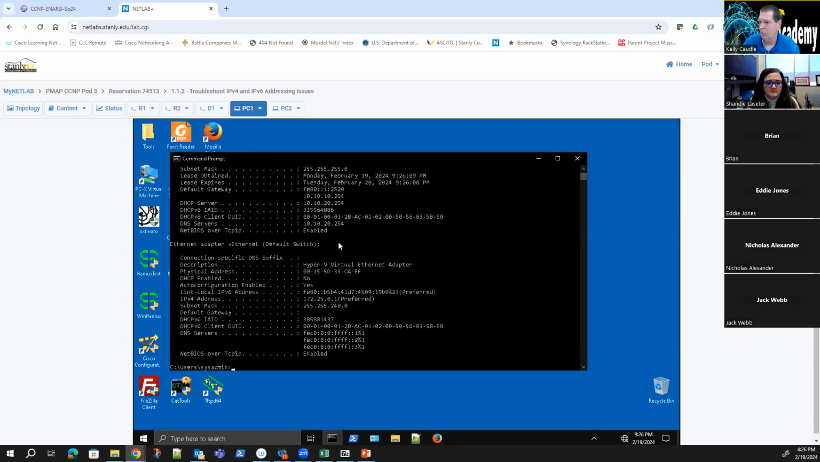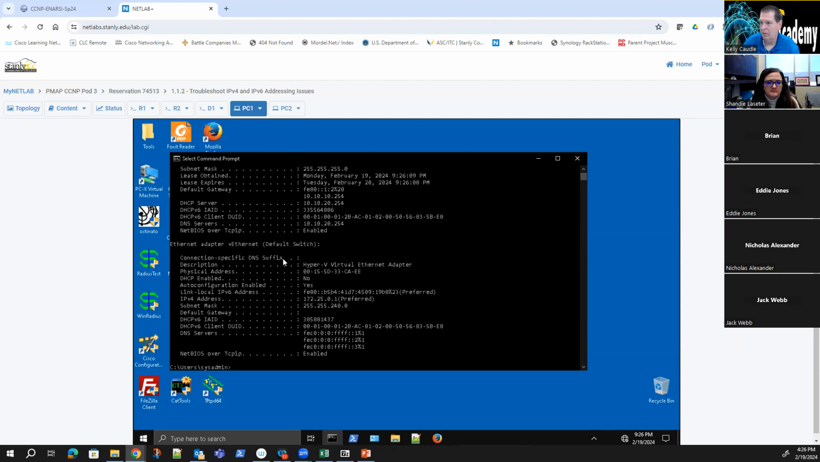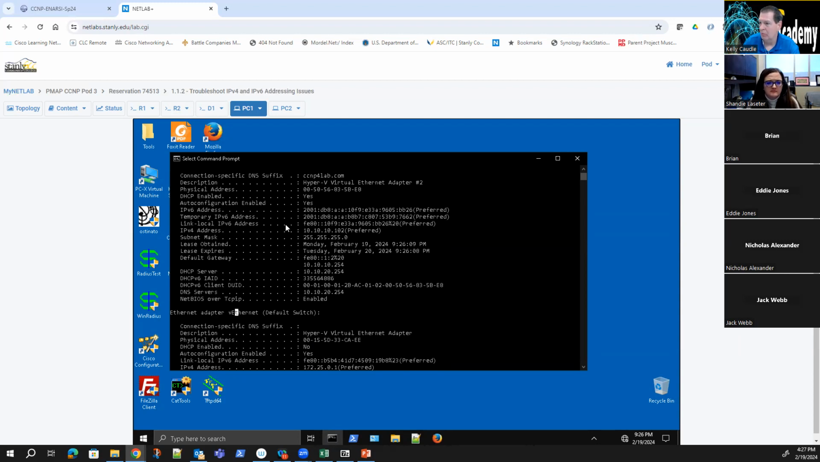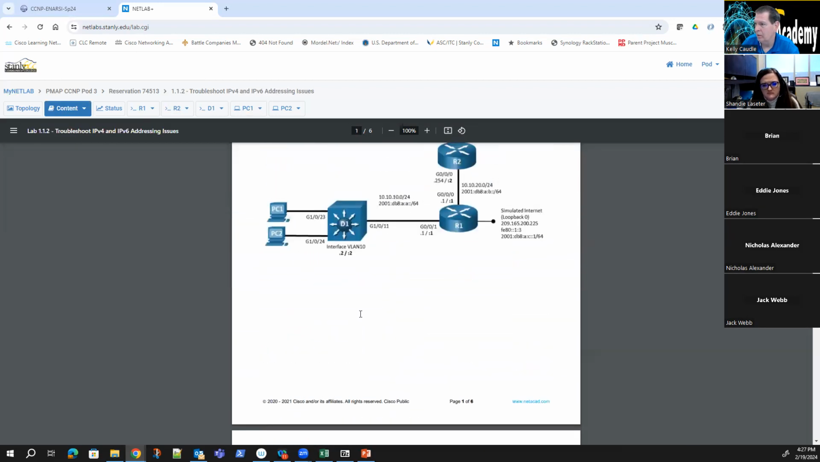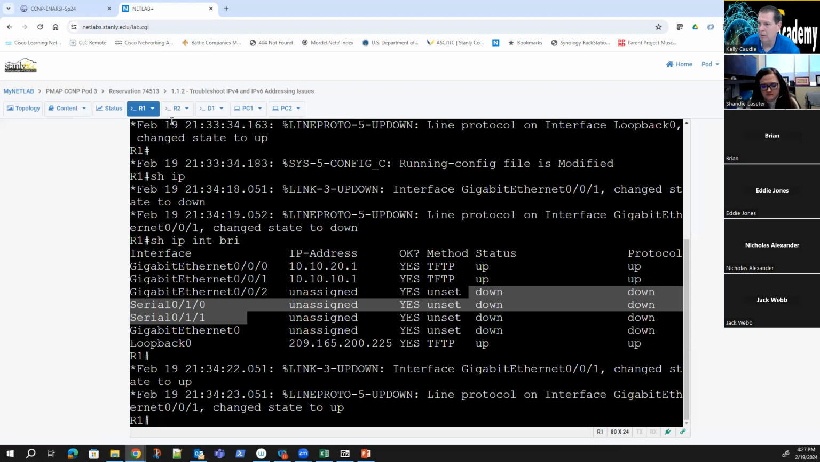Let's see here. And remember, it's going to be the bridge interface that's supposed to be getting the IP address, not the Ethernet adapter. It's always the bridge interface in CCNP class. We've got an IP address, 10.10.10.102, but if you try to ping anywhere, it's going to fail, because the default gateway is 10.10.10.254. And if you look at the content, you can easily see that the default gateway of G0/1 is 10.10.10.1.